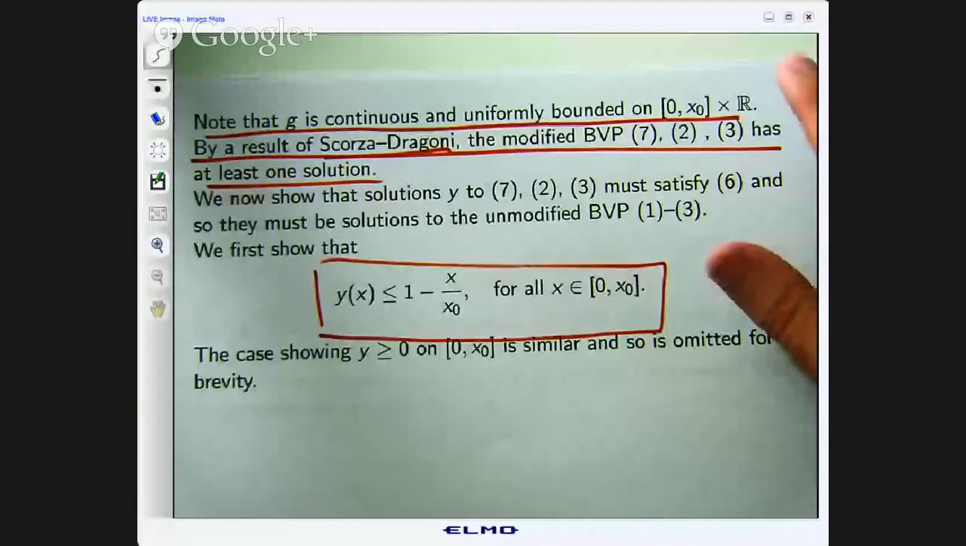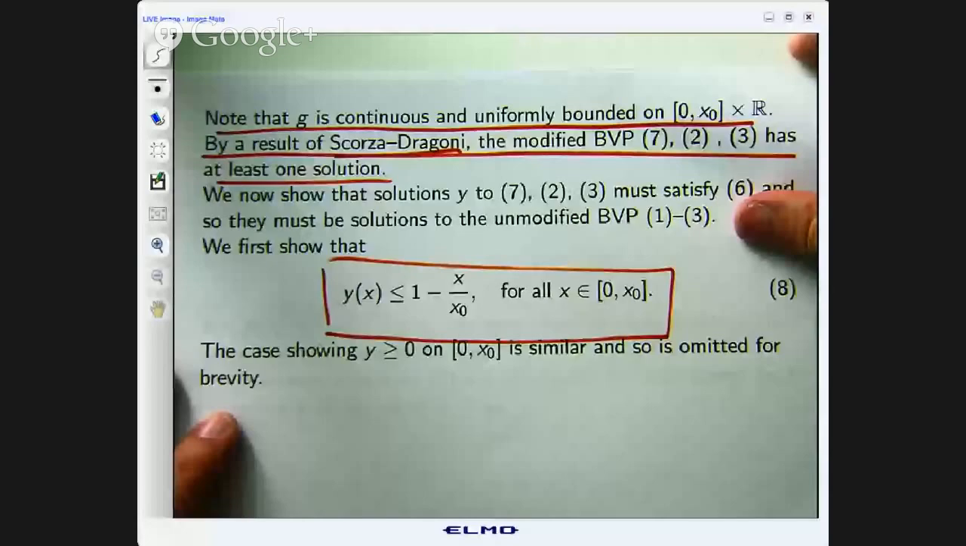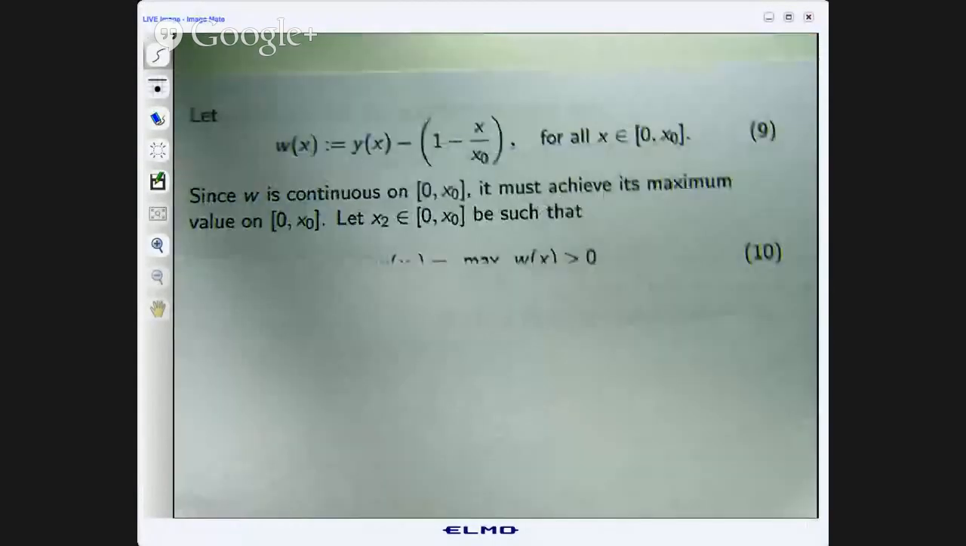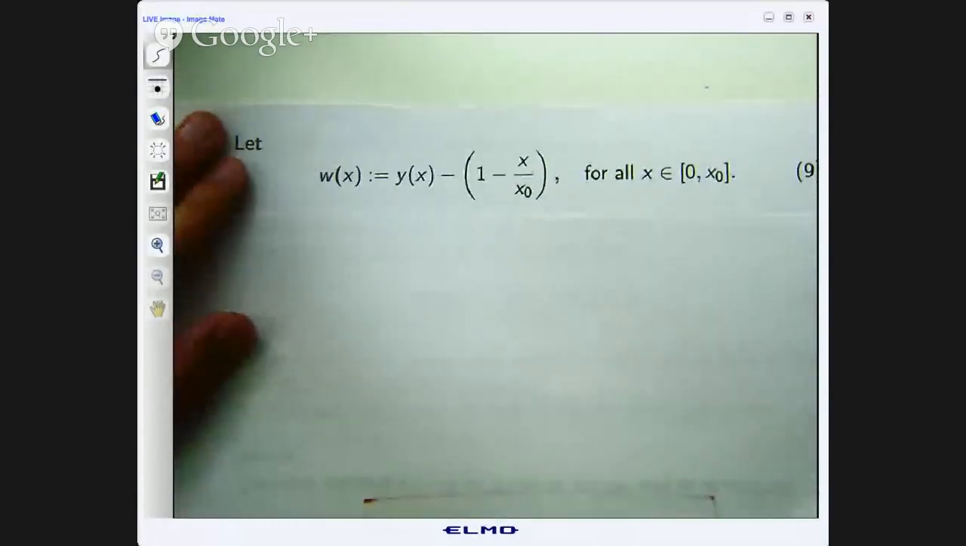Now, the idea that we use again is a maximum principle, just like the proof of theorem 1, combined with some proof by contradiction arguments. Okay, so this is what we're trying to do. How do we do it? Well, again, you'll notice a pattern now.